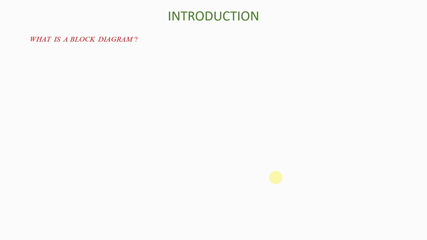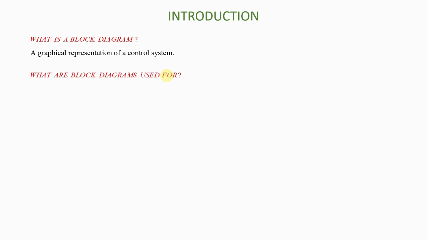First, what is a block diagram? A block diagram is just a graphical representation of a control system. Generally in engineering, any system will have a graphical representation. And so when you're dealing with a control system more specifically, its graphical representation is what we refer to as a block diagram because it is made of blocks.